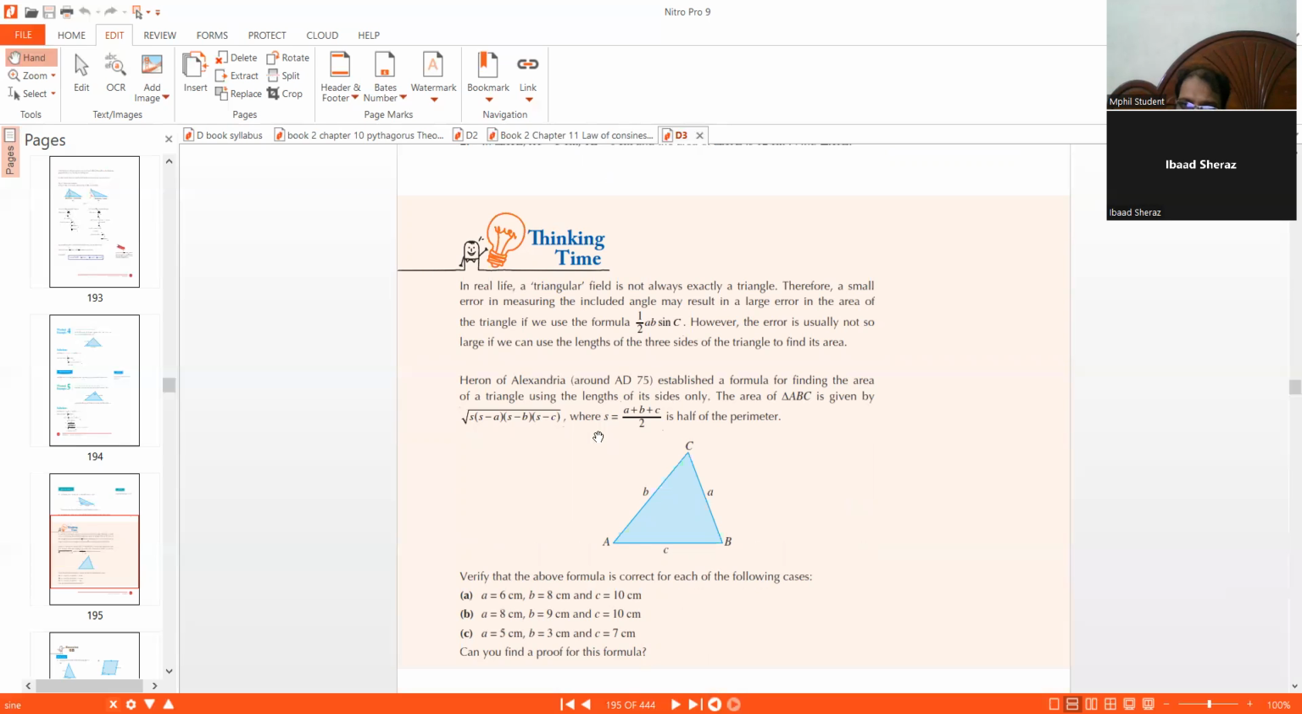So you do 6 plus 8 plus 10, that's 24 divided by 2, which is 12. So we do 12 times 12 minus 6, 12 minus 8, 12 minus 10. Very nice, Ibad. You have got an idea. So how many formulas of area of triangle have you read today? Three. One is the normal half into base into height. Second is using the law of sines, 1 by 2 into a b sine c. And the third one is Hero's formula.